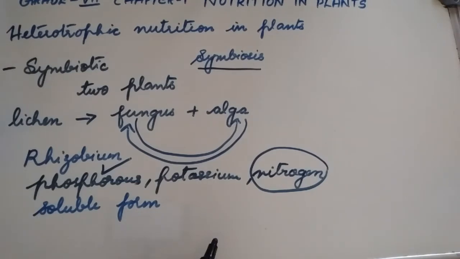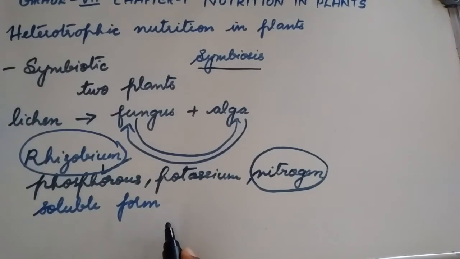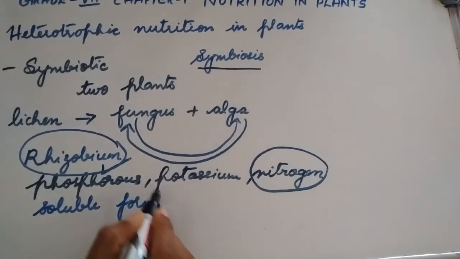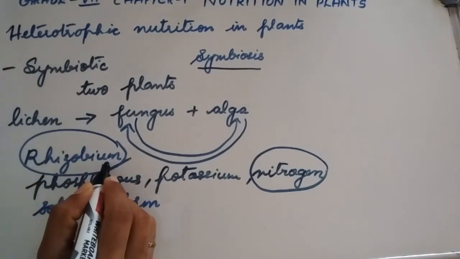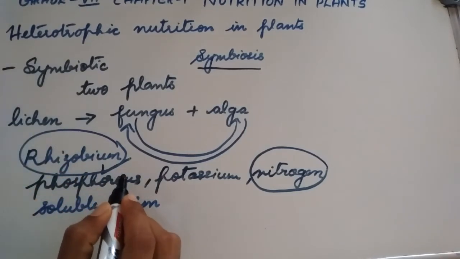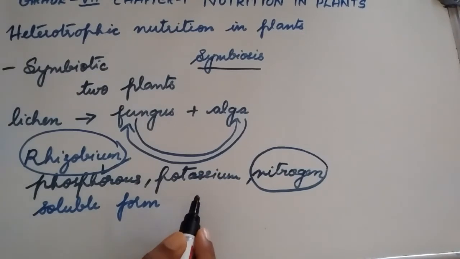And this Rhizobium bacterium converts the atmospheric nitrogen into the soluble form that can be easily used by the plants. And the plant in return provides food and shelter to the bacterium. This bacterium survives in the roots of leguminous plants such as peas, beans and gram.